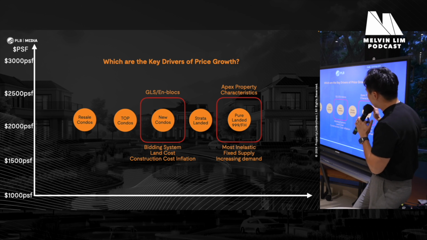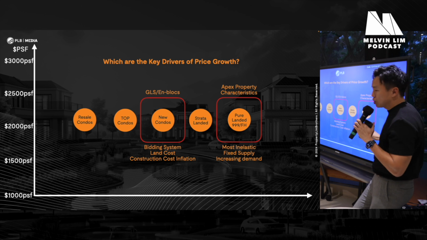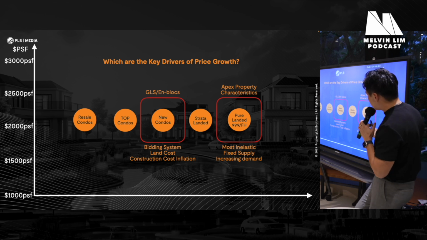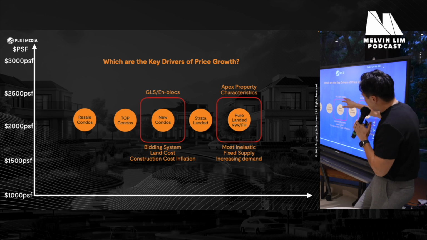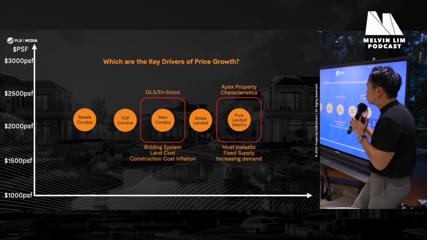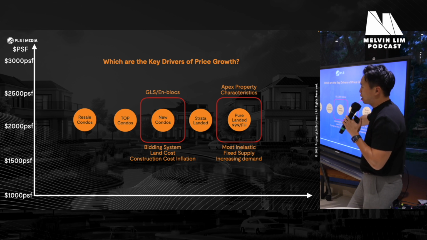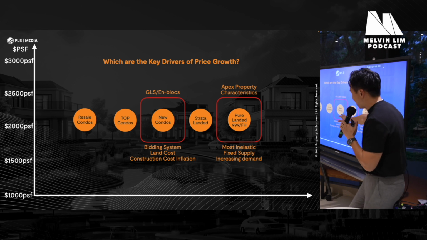terms of pricing. Why do I call it the apex property? Is because it is the most inelastic. That means the supply is fixed, but the demand is growing, right? This has a so-called little bit of an unhealthy system in the sense that whatever price that developers launch, the bank will match.